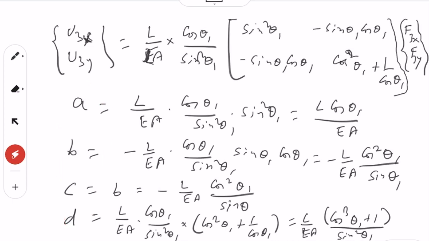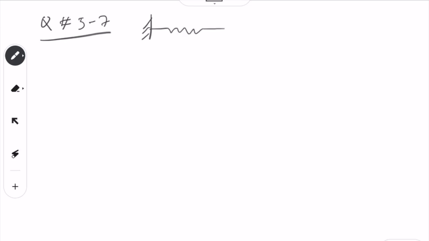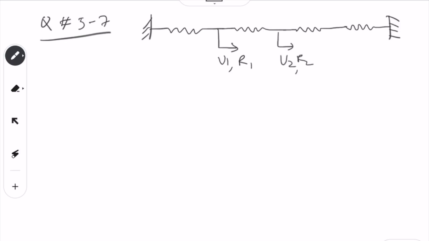So this answers questions number 1 to 4. Now we will solve question numbers 5, 6, 7, which are based on the 4 springs in series. So something like this. We have U1 R1, U2 R2 and U3 R3, and 3K here, 2K, 3K and 2K.